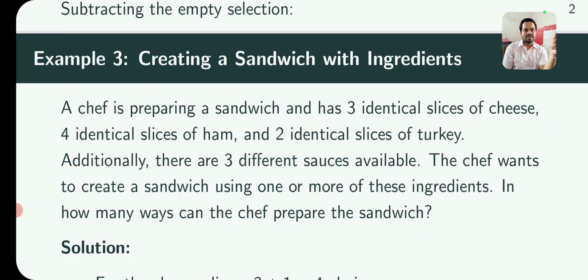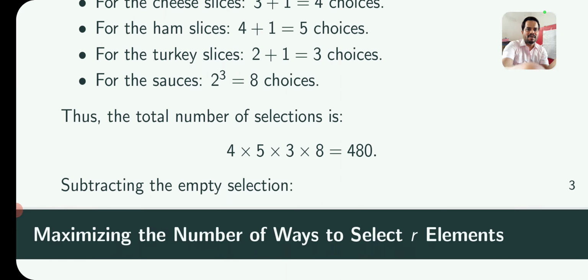And for the sauces, 3 different sauces are given. It means that 2 raised to the power 3, meaning 8 choices, for these different types of sauces. So the total number of selections is given by 4 into 5 into 3 into 8, so 480, and by subtracting the empty selection we get the required answer or result.